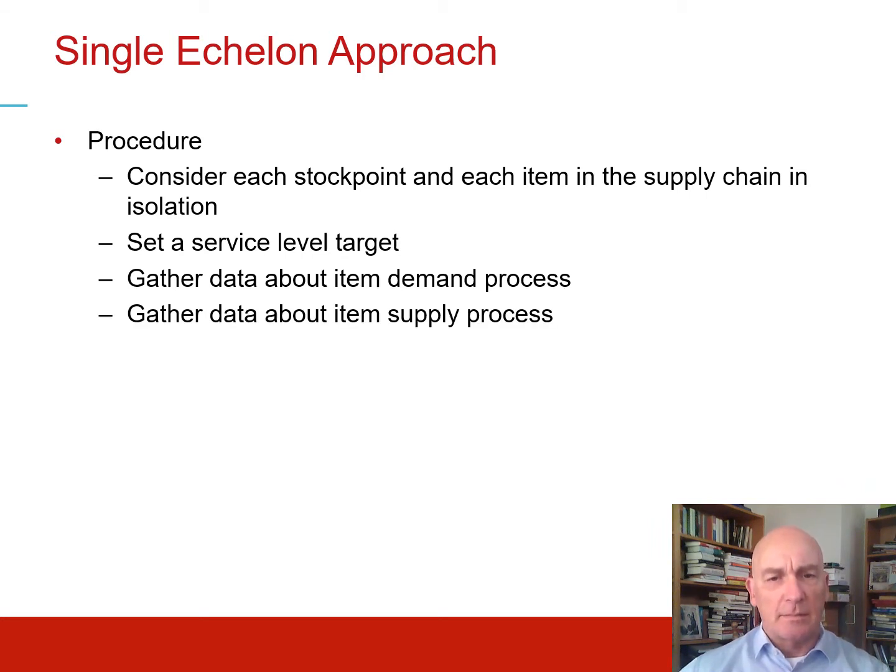Also, we gather data about the item supply process. Basically, it means that we want to figure out if we order the item to be made or to be purchased, then we measure the time between ordering the item and having it available to be used. That is what we call the item lead time or the item flow time. And again, we try to figure out what's the mean lead time and what's the standard deviation of this item supply lead time.